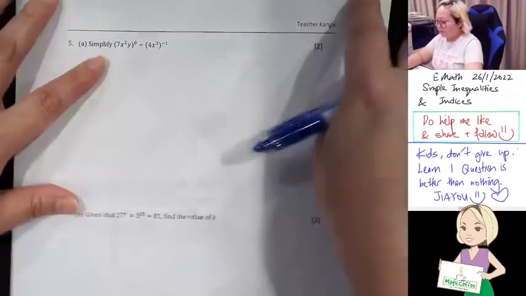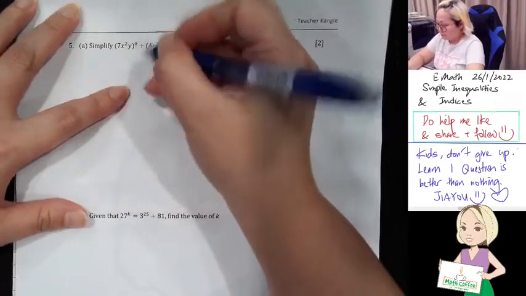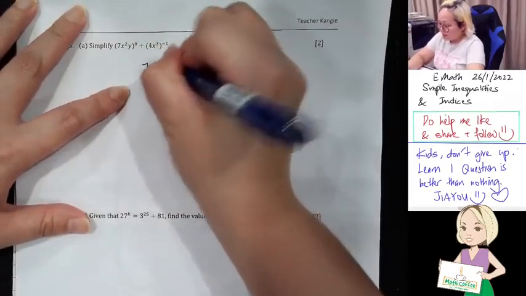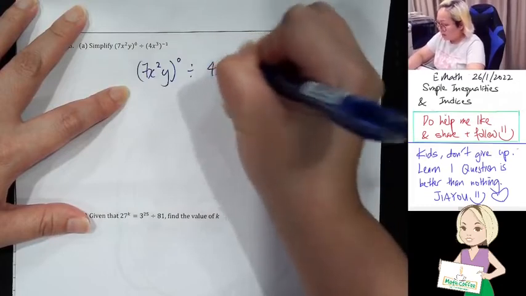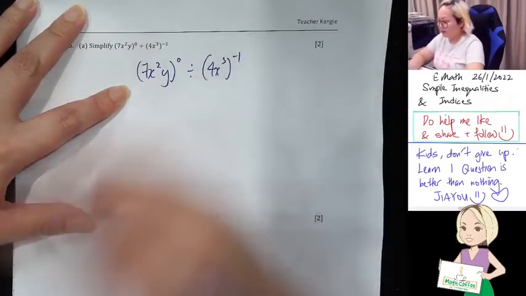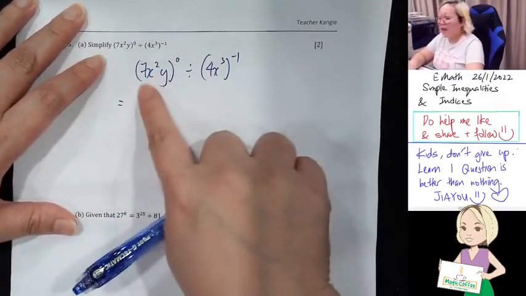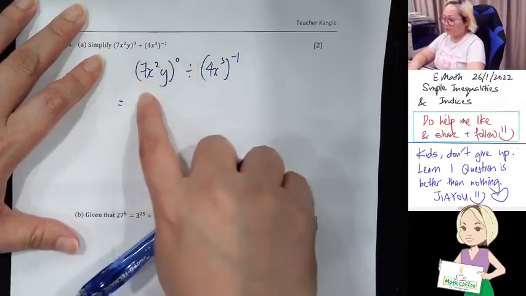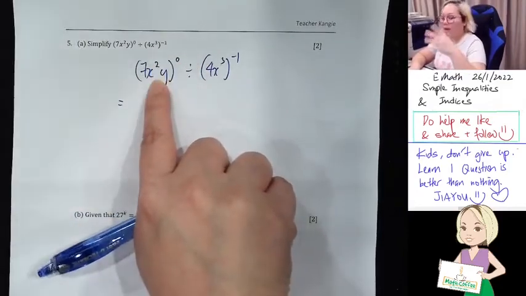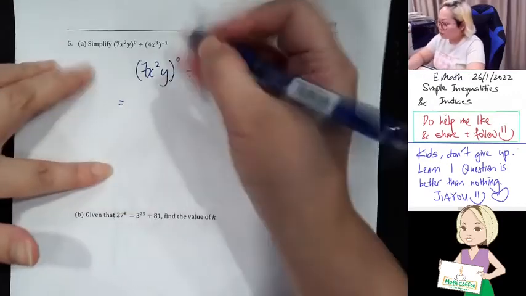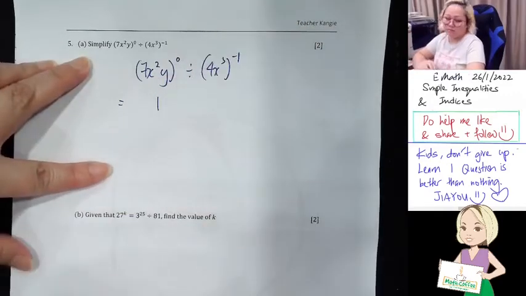Okay, so this one. 7x squared y to the power of 0 divided by 4x cubed to the power of negative 1. So first thing you need to know is anything to the power of 0 gives you 1. So you see this bracket, no matter how complex it is, you don't care, because to the power of 0 is 1. So this whole thing actually is just 1.